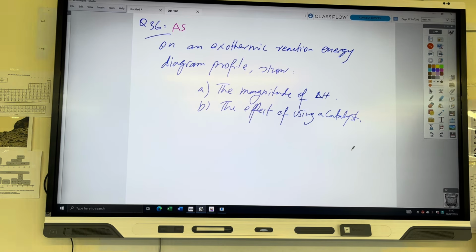Question 36. On an exothermic reaction energy diagram profile, A, show the magnitude of delta H, that's the enthalpy of chemical reaction, and B, the effect of using a catalyst. You have to draw something, label, etc. So 5 minutes.